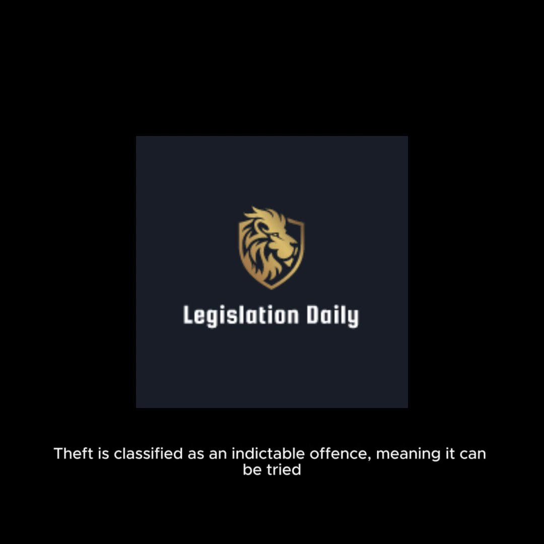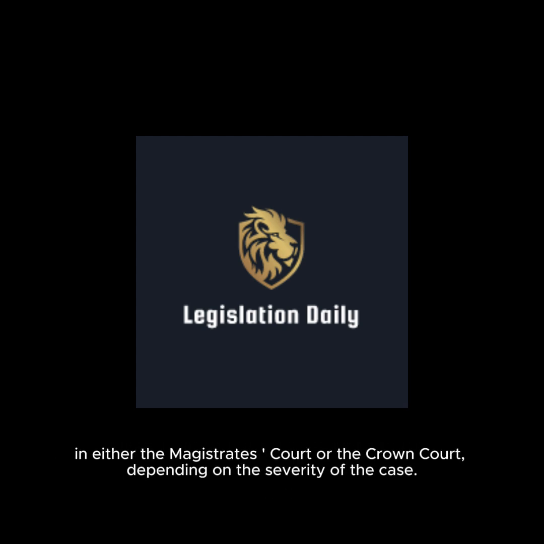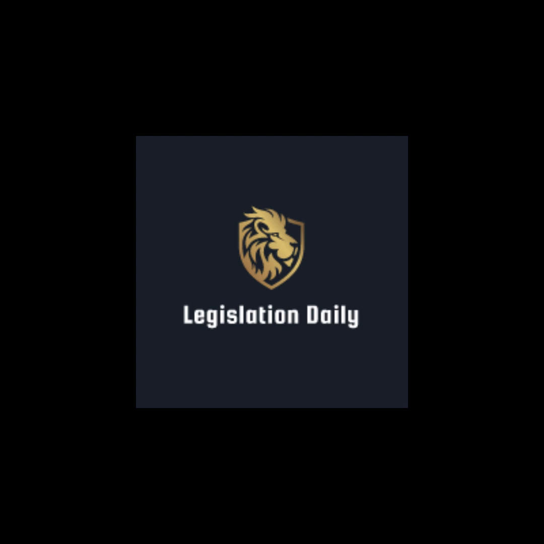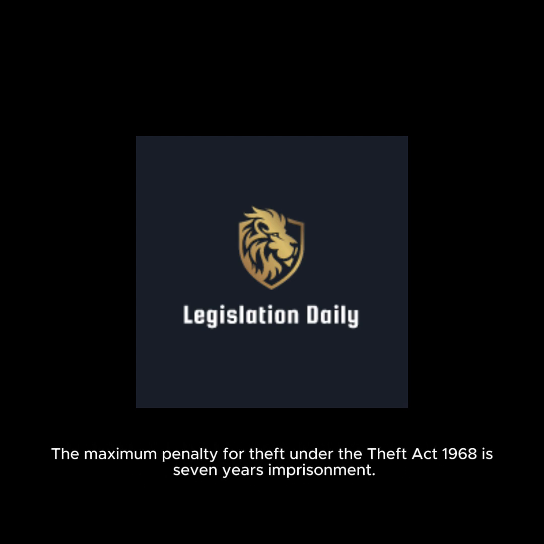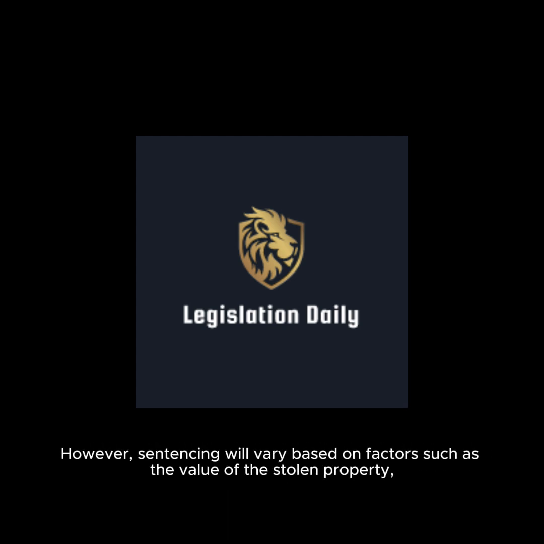Theft is classified as an indictable offence, meaning it can be tried in either the magistrate's court or the Crown Court, depending on the severity of the case. The maximum penalty for theft under the Theft Act 1968 is 7 years imprisonment. However, sentencing will vary based on factors such as the value of the stolen property, the defendant's intent, and their criminal history.